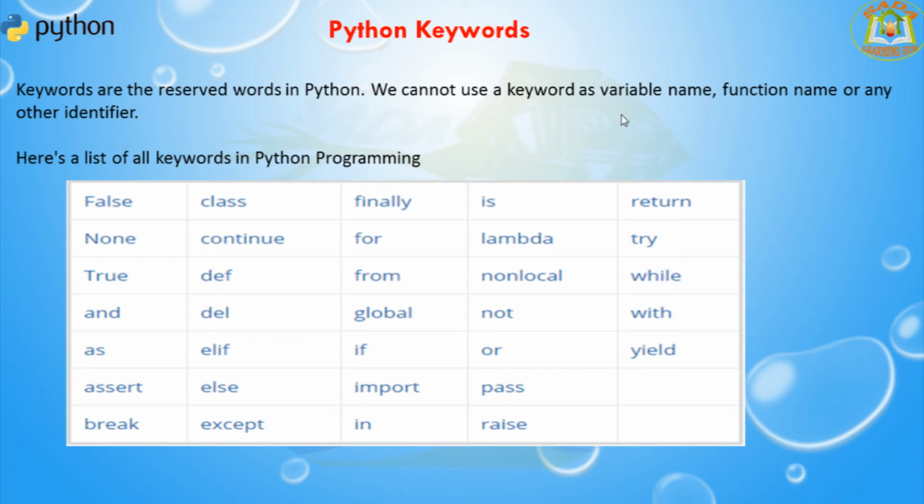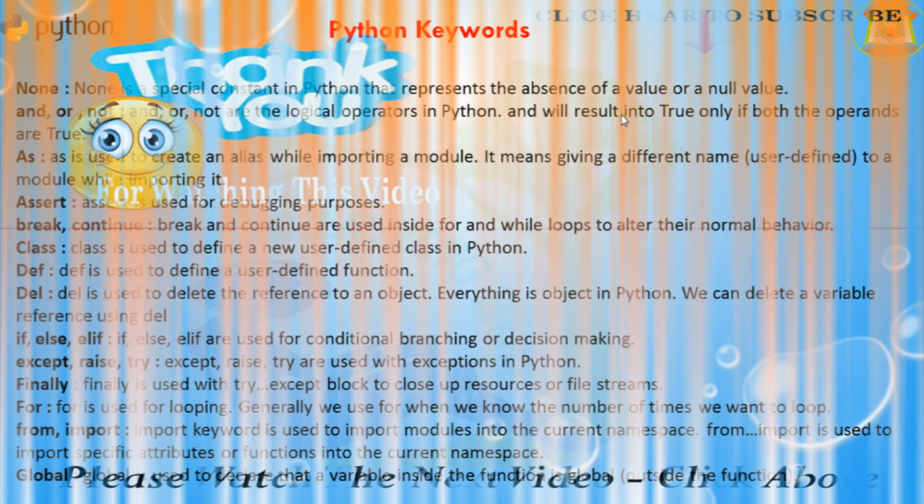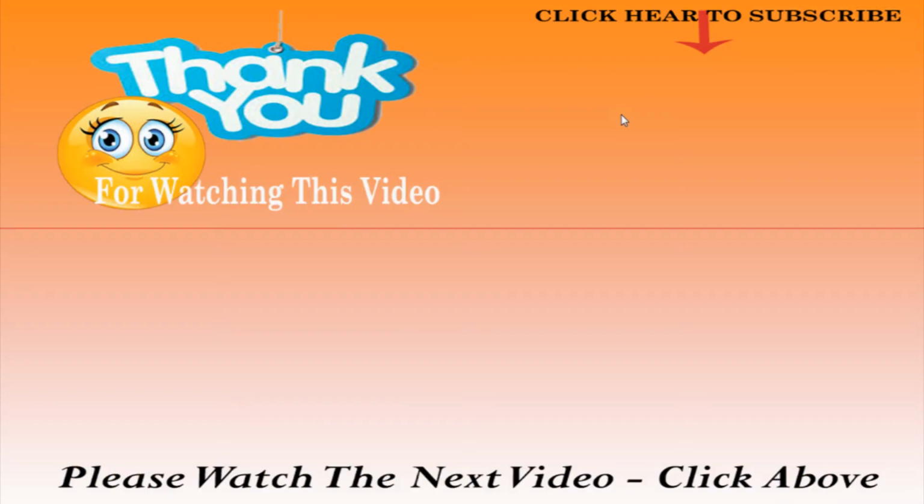Don't miss it, guys. Please go through my next videos also. We will see how to use all those keywords. In my next video I'm going to discuss what Python identifiers are. What are the different identifiers available in Python? How to use those identifiers?